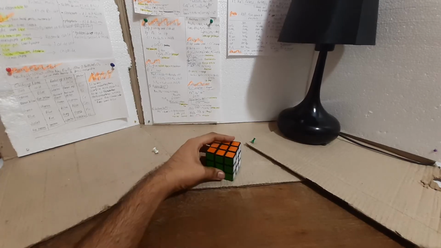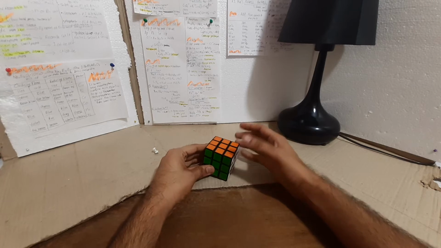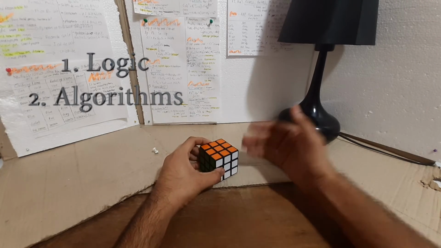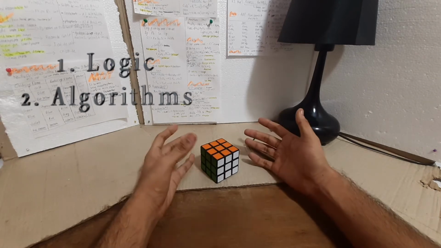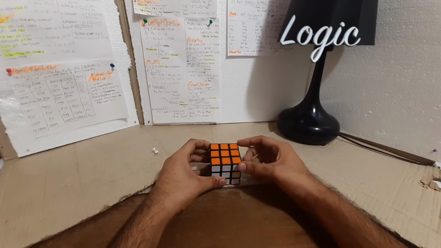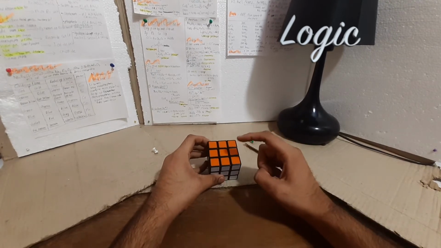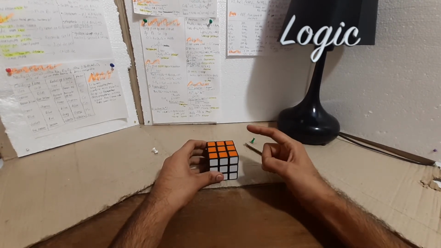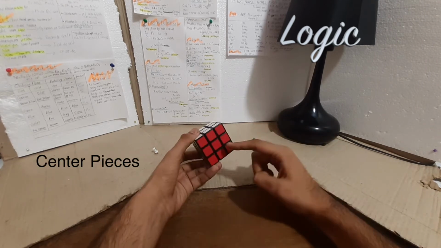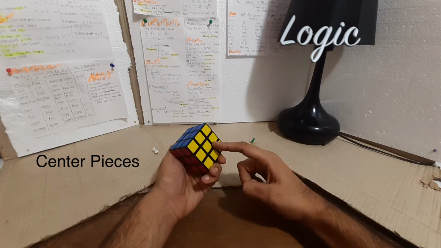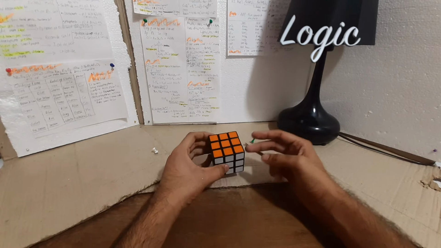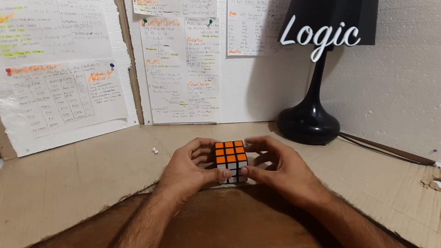Apparently there are two things to keep in mind when learning how to solve a Rubik's Cube. First is the logical knowledge about a cube, and secondly the algorithms. Now the logical knowledge: the pieces which have got just one side are called center pieces. There are 6 of them, orange opposite to red, white opposite to yellow, and blue opposite to green. And the pieces which have got two sides are called edge pieces.